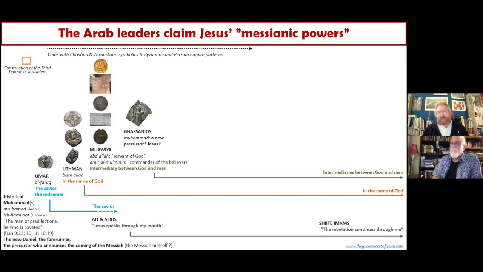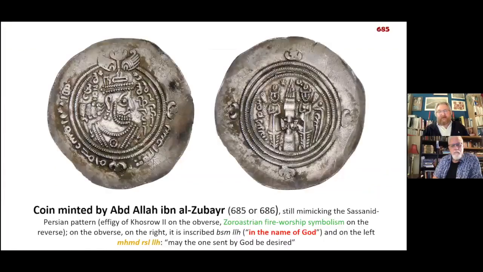And I think the answer to this question lies with another coin, which appeared almost during the same time, which was minted by Abdallah ibn al-Zubayr. Abdallah ibn al-Zubayr was an Arab ruler in the east, in the region of Bishapur, I think. So nowadays it's between Iran and Iraq. And he minted a very strange coin. It is obviously almost always the same Persian Sassanid empire pattern with Zoroastrian symbols, very same as before.